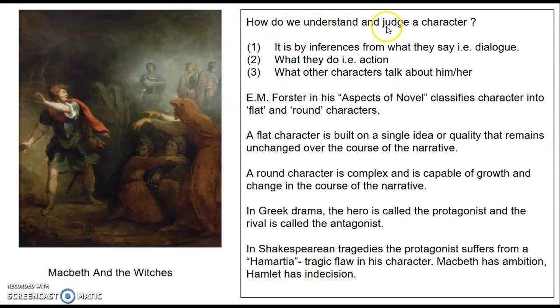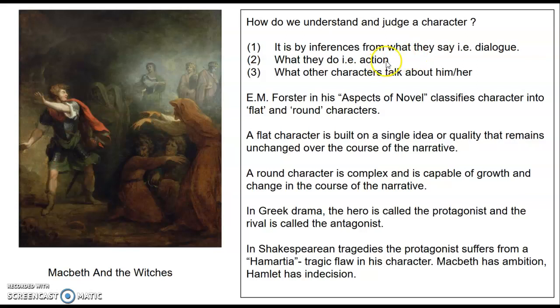Now, how do we understand and judge a character? This is very important to learn because you have to write character analysis. So, there are 3 ways through which we understand a character. First, it is by inference from what they say, that is their dialogue. When a person speaks something, he reveals his character. When Macbeth speaks something, he reveals his character. Similarly, when Duncan speaks something, he reveals his character. So through their dialogue, we can understand which type of person they are.